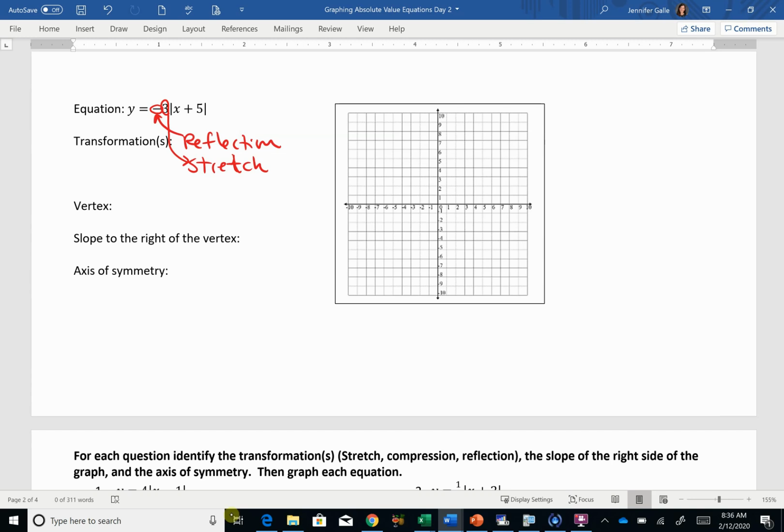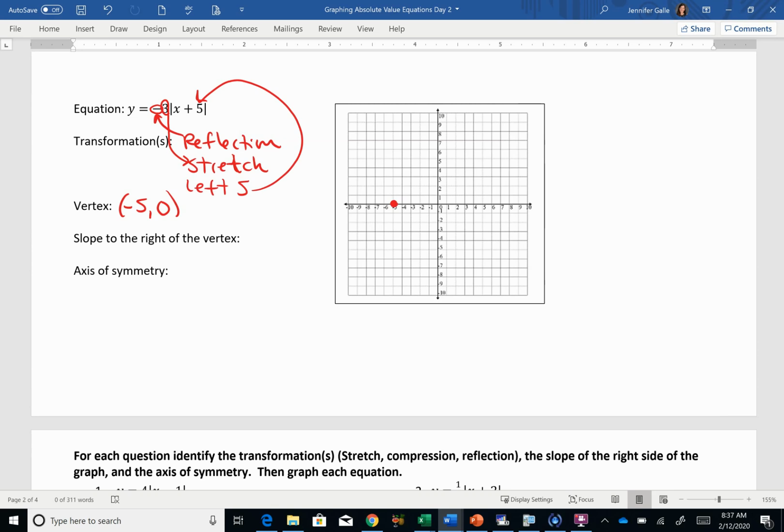The last piece I need to look at, I have a +5. I know when we see positive, we're thinking that right is positive, but we need to think opposite coming out of those absolute value bars, and it really goes to the left 5. So that's this piece right here. So for my vertex, we need to go left 5. Some of you at this point might need to graph it before you write that ordered pair. That's okay.